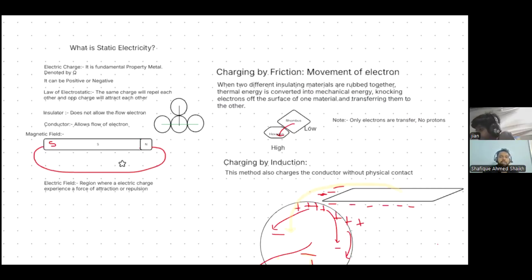Okay, now if you look at the third object, they have given you the third object also. Over there also you can see the lines of force. There are two rods. One is positive, another one is negative. And the lines of force are passing from the positive to the negative. Is that clear? Yes.